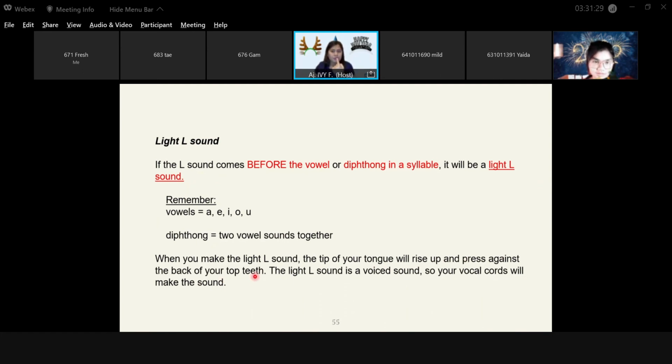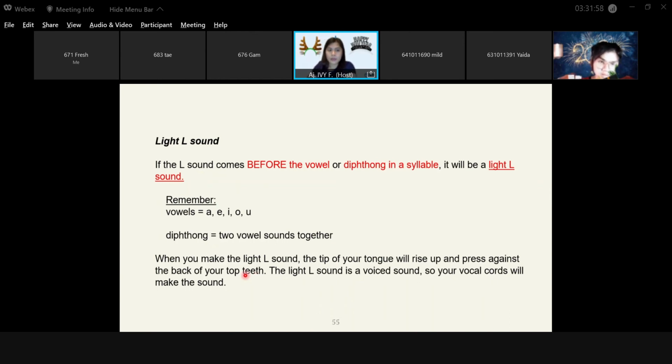The tip of your tongue should press against the back of your top teeth. Okay? The light L sound is a voiced sound, so your vocal cords will make the sounds.